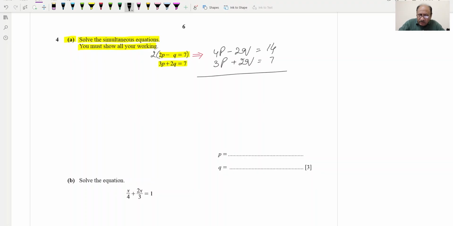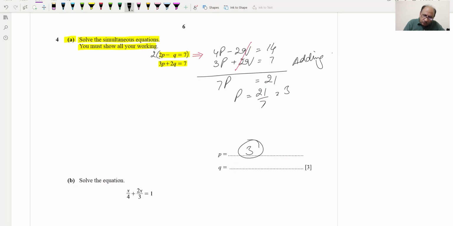Now we can add, and adding we will be cancelling the q terms, and the remaining will be 7p is equal to 21. So this implies p is equal to 21 over 7, which will be 3. So the p value is 3, which we got.